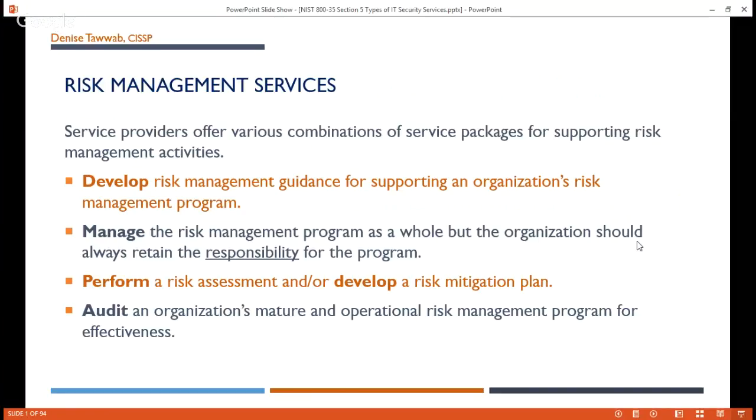And also, under risk management services, we have auditing. Auditing an organization's mature and operational risk management program for effectiveness. And NIST says it this way: are your security controls implemented properly, operating as intended, and giving you the desired results?